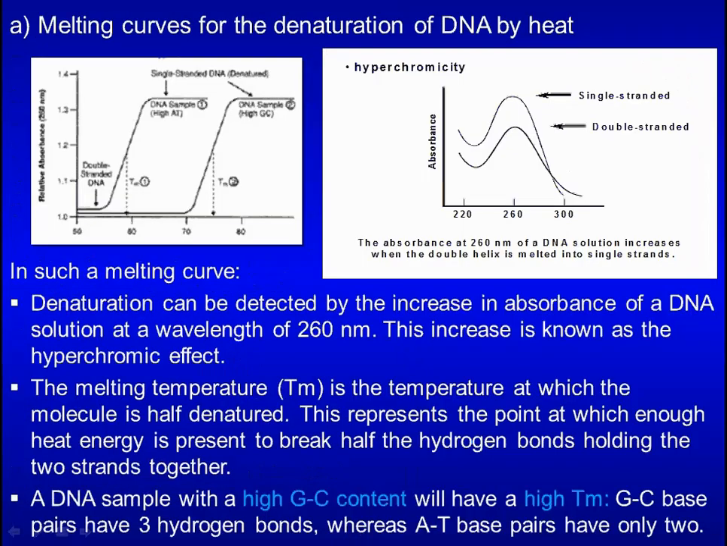First, let's look at the denaturation of DNA by heating. When two strands are separated, absorbance at 260 nanometers will increase. The temperature at which half of the DNA is denatured is called the melting temperature. Because a GC pair has more hydrogen bonds than an AT pair, the higher the GC content, the higher the melting temperature the DNA will have.